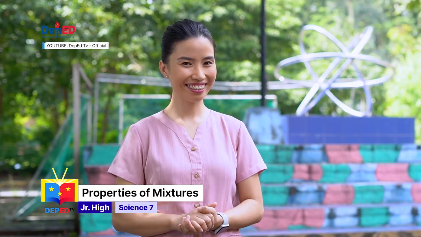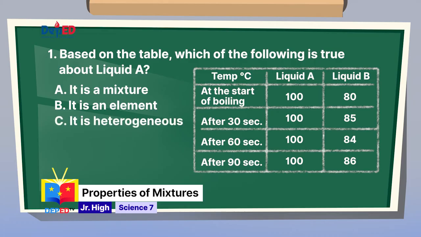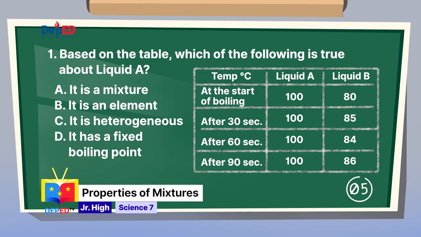Let's start! Number one, based on the table, which of the following is true about liquid A? A, it is a mixture. B, it is an element. C, it is heterogeneous. D, it has a fixed boiling point. If you analyze the data from the table, it shows that liquid A has a fixed boiling point. The answer is letter D.